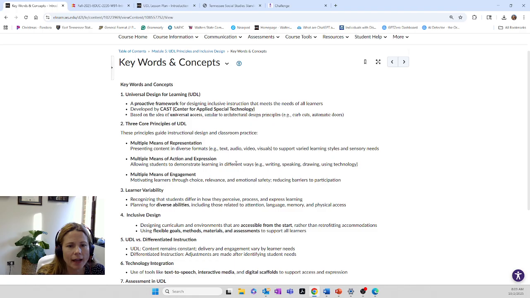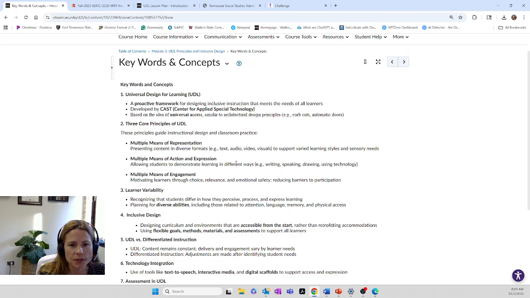Then we're going to look at how this was developed by CAST. And CAST, you'll see that throughout the chapter. It's really the Center for Applied Special Technology. So you're going to see that UDL was developed by CAST. But what we're focusing on is, what are we talking about when we say universal access, right? And how this evolved.